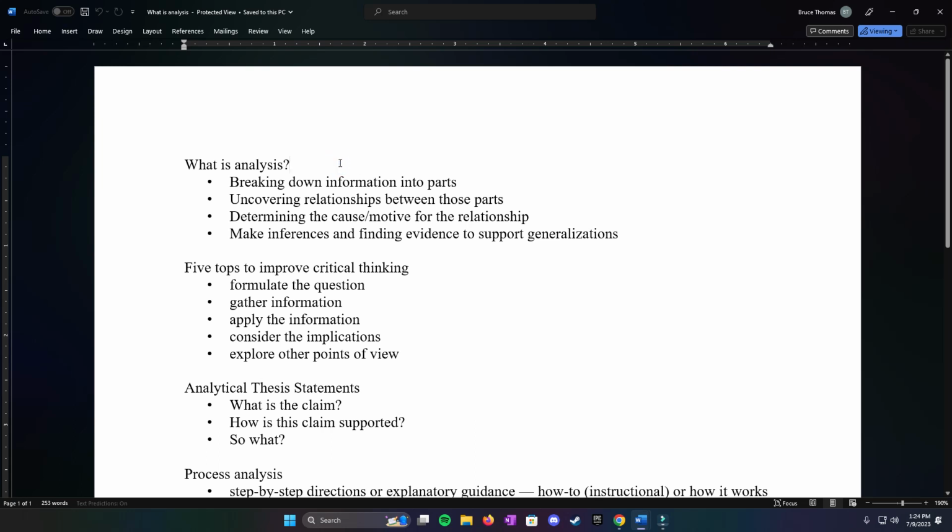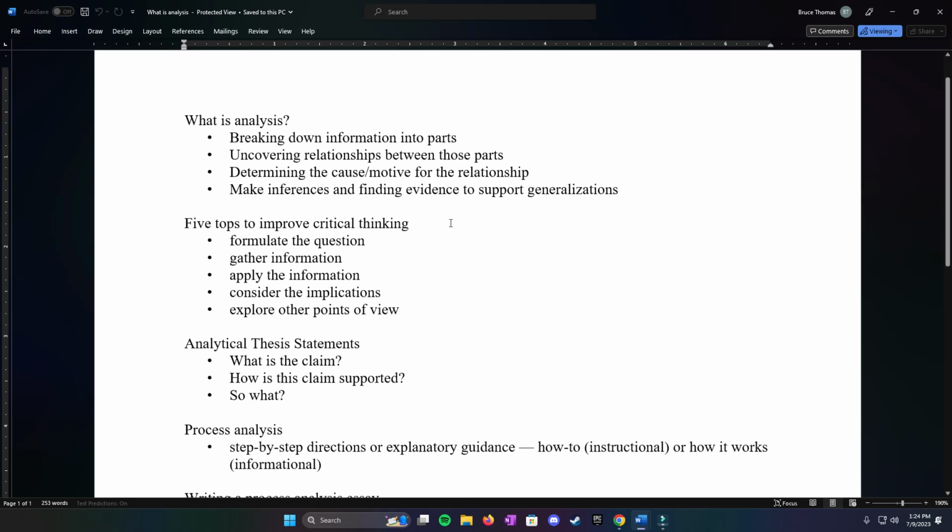So, our next essay that we're writing is an analysis essay. So it's specifically a process analysis essay, but what is analysis in general? Analysis is when we break down information into parts. We look at how those parts work individually and together, determine why they work that way, and then we draw conclusions from that. And we find evidence to support these conclusions that we have drawn.